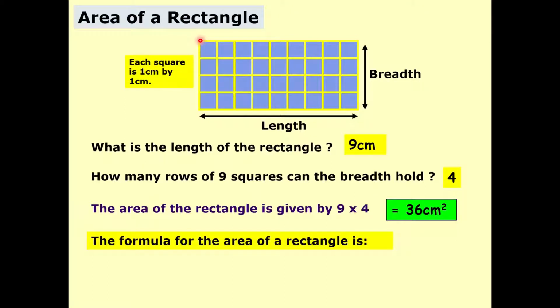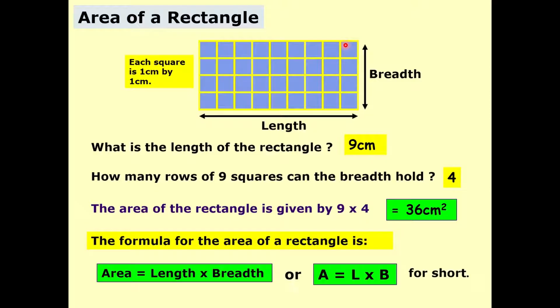Then we can use this to help us think about a formula. The formula for the area of a rectangle is area equals length times breadth. We've found the length, which is 9, and we've multiplied it by the breadth. So area equals length times breadth, or we could say A equals L times B for short. And this is the formula we're going to use.